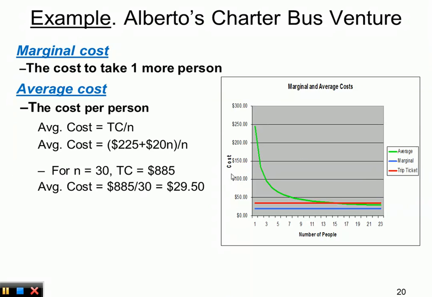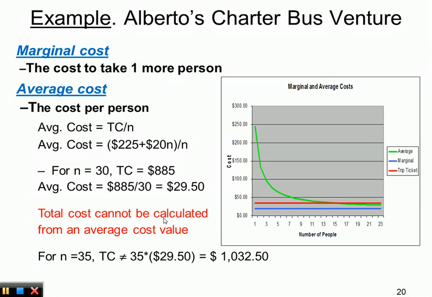So let's look at, say, 30 people. We want to take 30 people with us, and the total cost is going to be 885. So the average cost is 885 divided by 30, which is $29.50. So total cost cannot be calculated from the average cost value. For 35 people, if we want to take an additional 5 people, we could multiply 35 by 29.50. That would not be correct. Instead, we need to use the formula for total cost, which would be 225 plus 20 multiplied by 35.